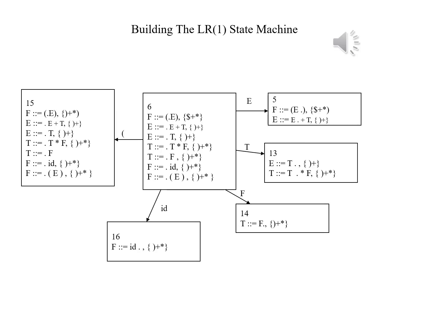Here we can see the 5 states to which we transition from state 6, depending on the symbol that we have next. Please note that state 15 is almost identical to state 6, except for the look-ahead set in the item at the very top. This difference shows up in the other states as well.